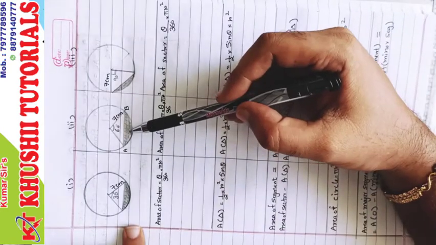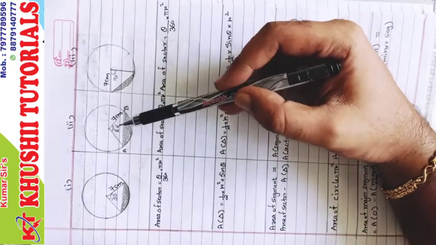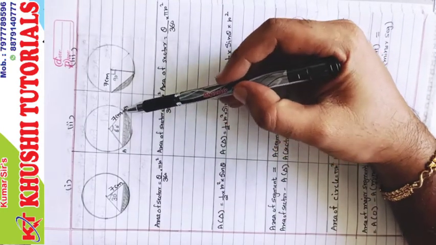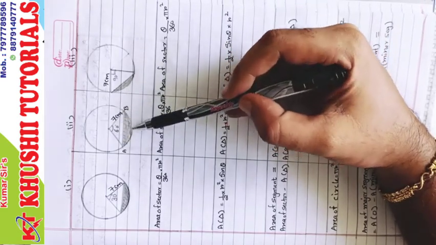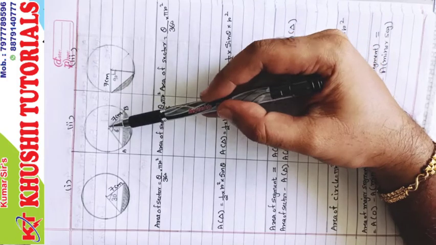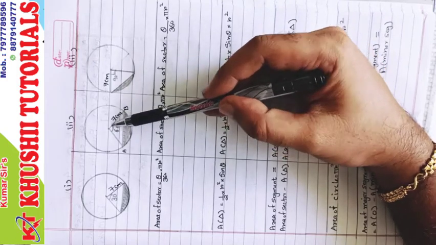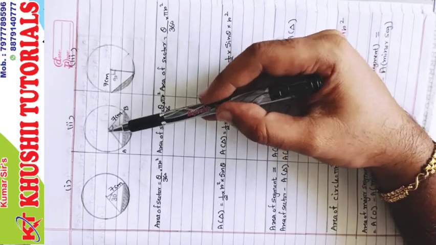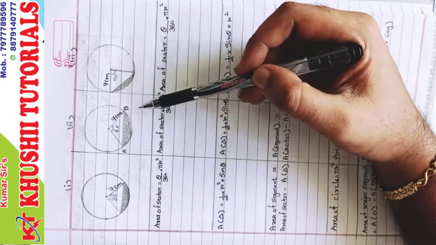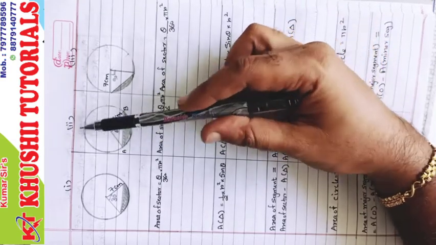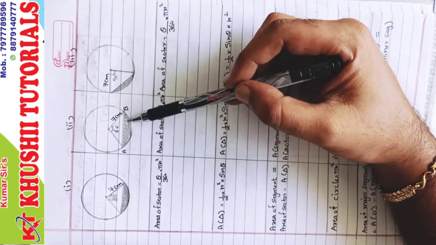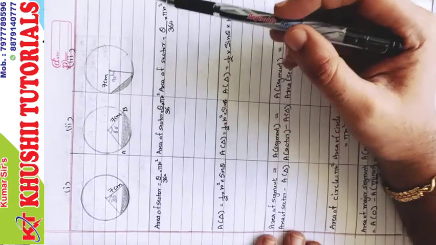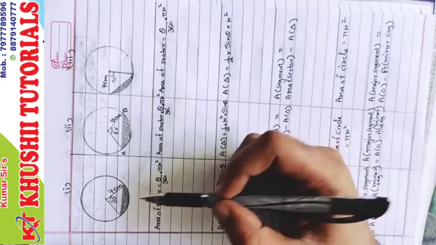If you notice, area of segment, how can we get it? Area of sector minus area of triangle. So from this sector, if you cut this triangle, you will get only this part, and the remaining part you will get is area of circle minus area of minor segment. So let's start with the first one.